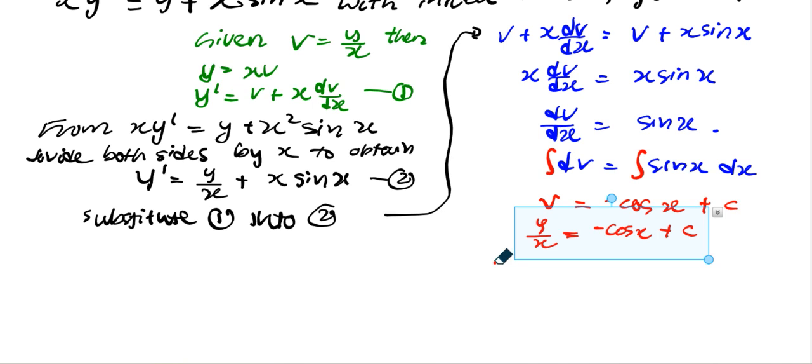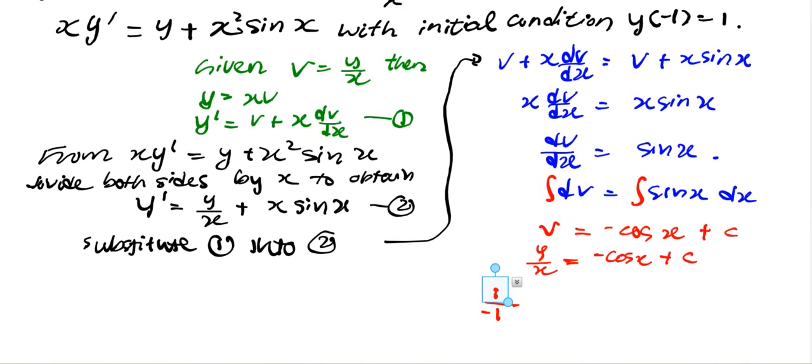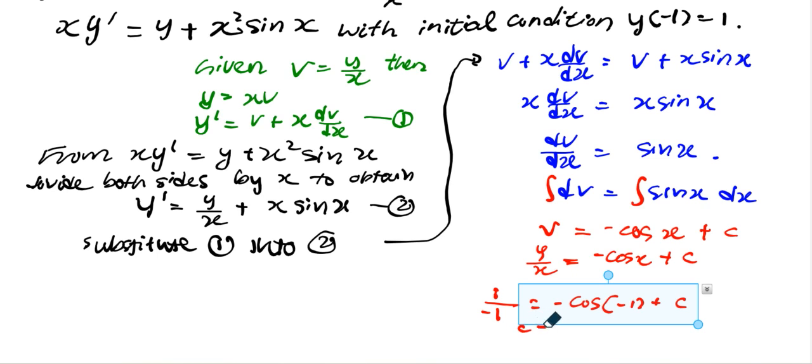So this is going to be 1 over negative 1, using this one right up here, y equal to 1, x equal to negative 1, put that in. So it's negative cosine of negative 1 plus c. Therefore, what we have is that c itself is negative 1 plus cosine of negative 1, which you need to use a GDC to figure out.